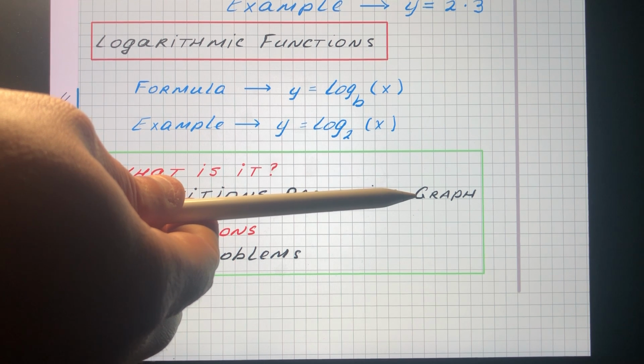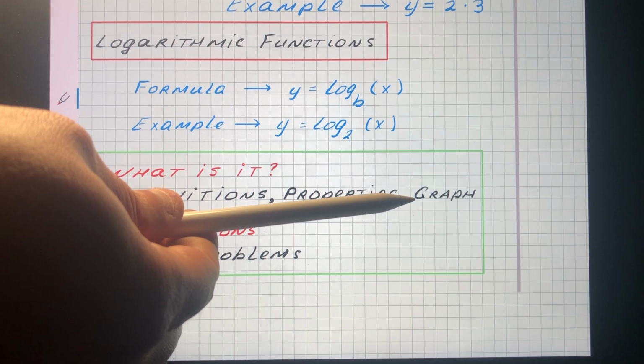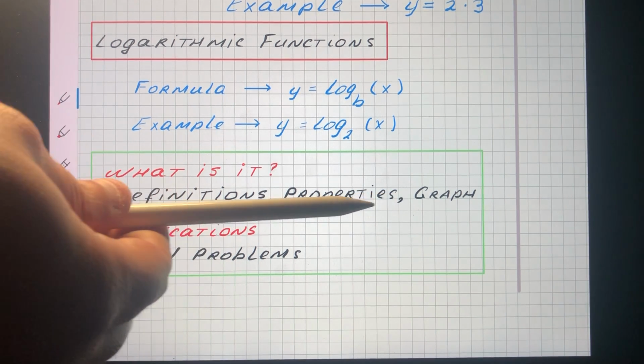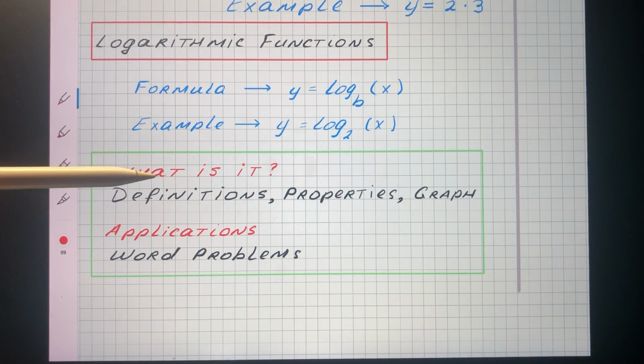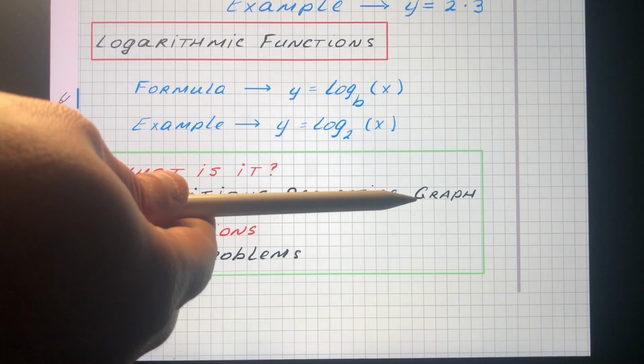We'll also look at the graph. Can we make the picture with a calculator? Can we make the picture by hand? What information would we need to make the picture by hand? Once we are comfortable with the actual topic, we know what it is, we know what you can do with it, we know what it looks like.